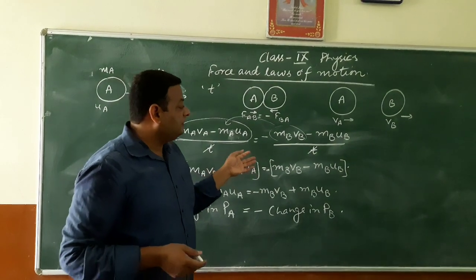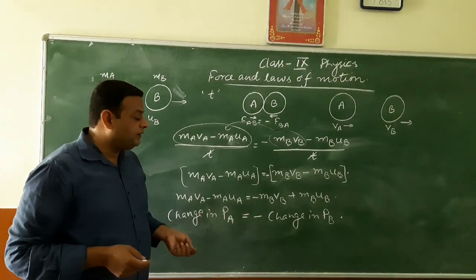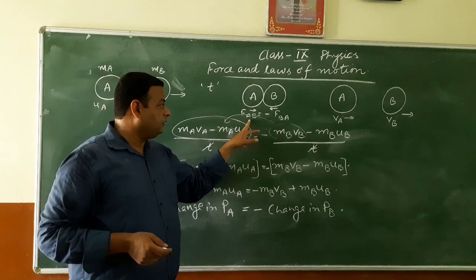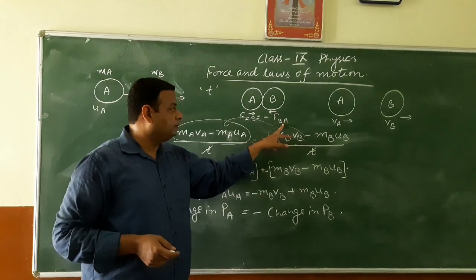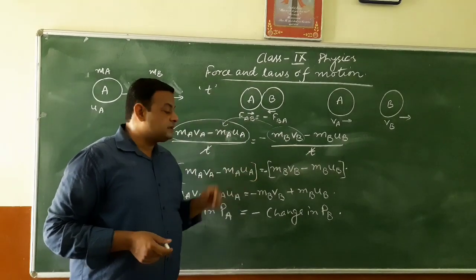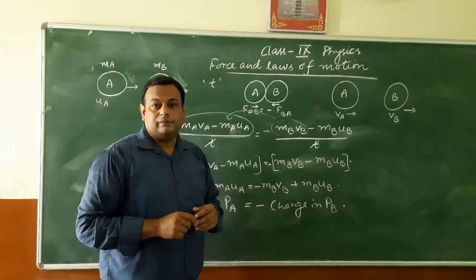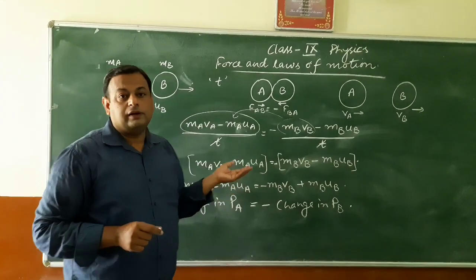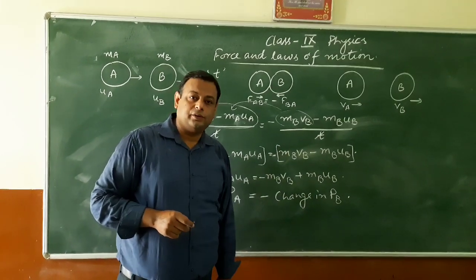So finally we can say, as the change in momentum of ball A and change in momentum of ball B are equal, so we can say that the force applied by the ball A on ball B is equal to the force applied by ball B on ball A. So this third law of motion is also called as the law of conservation of momentum. As in this law, we can see the momentum remains conserved before the collision and after the collision. So thank you dear students.